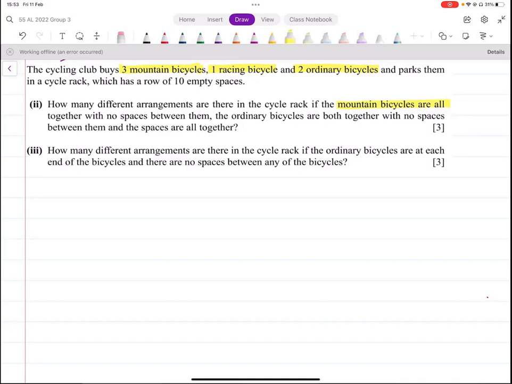Mountain bicycles are all together, so वो तीनों इकट्ठी हैं. Ordinary bicycles are both together. Racing bicycle तो है ही एक, right? So अपने साथ together. And the third is finally we've got the spaces all together as well. The spaces भी सारी इकट्ठी होनी चाहिए. ठीक है? Now how is this going to look like?